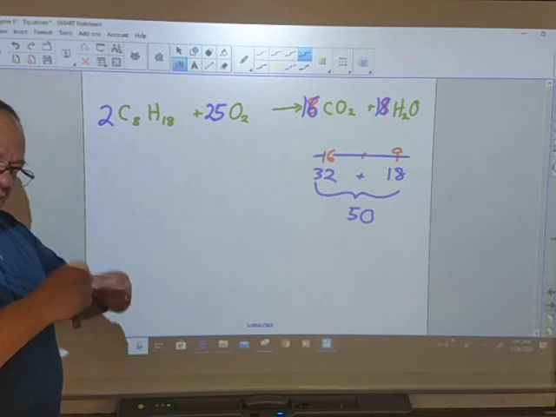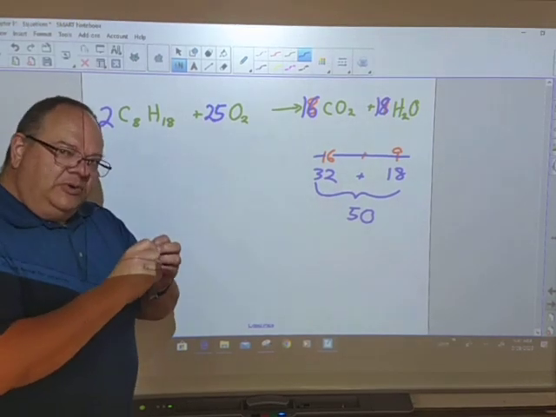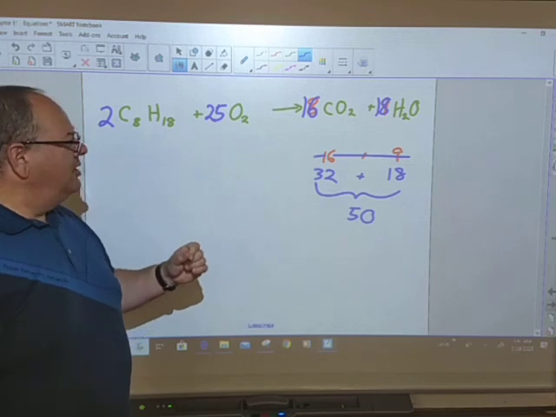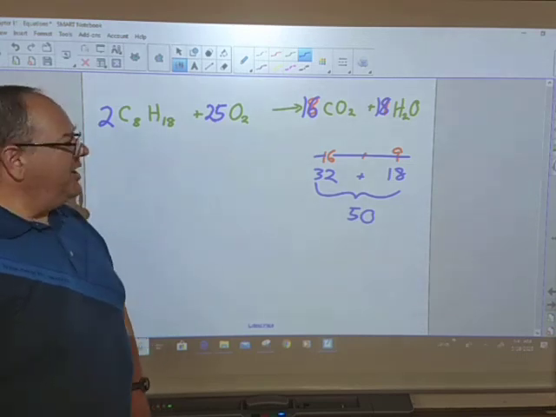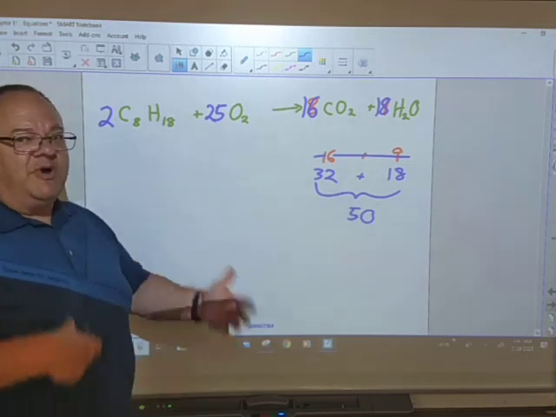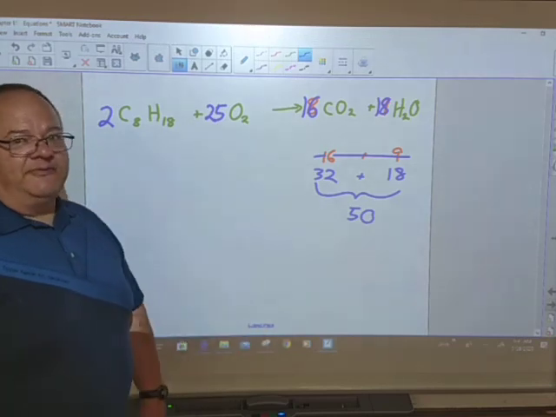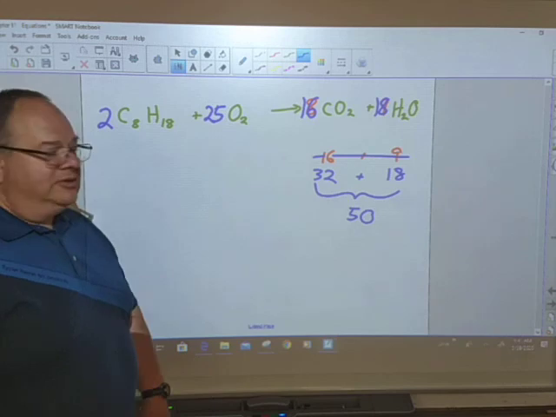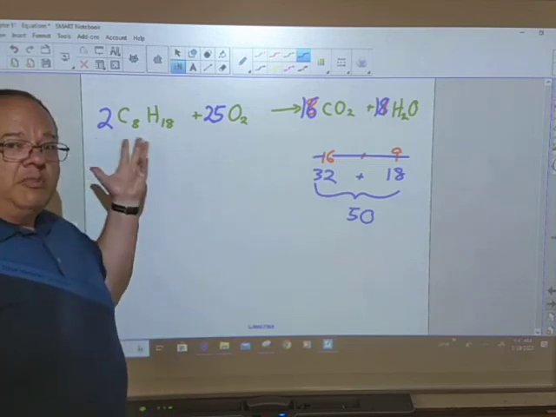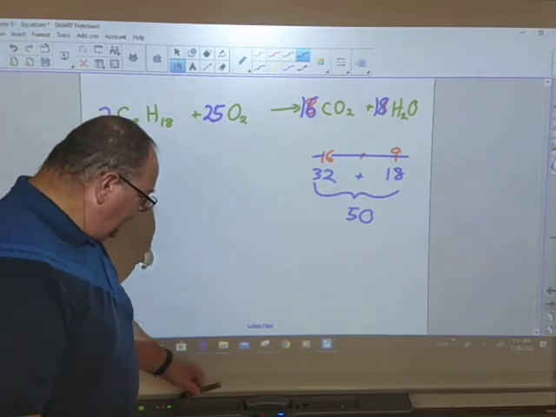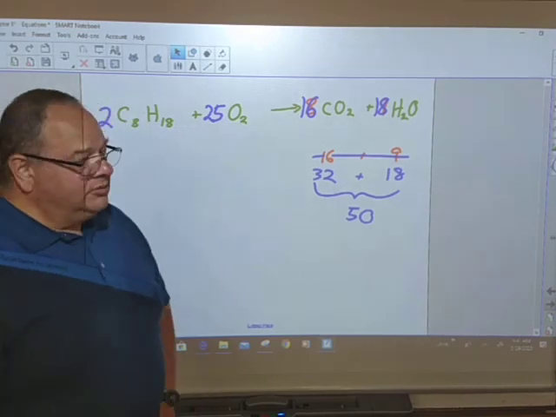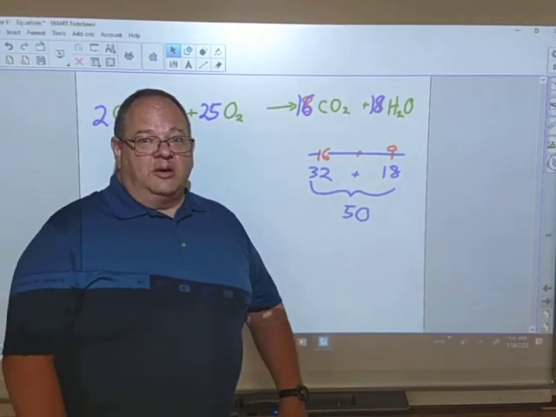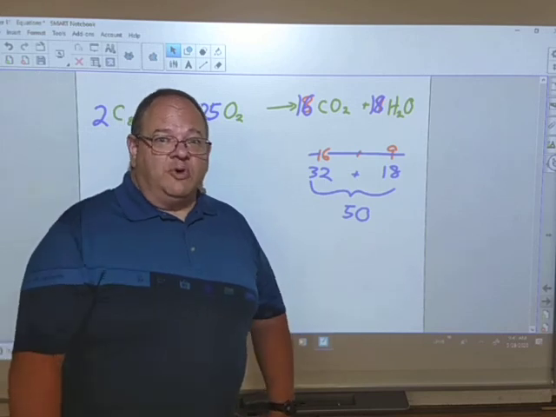So for every 2 octane molecules that you put in your gas tank, you need 25 oxygen molecules from the air to burn that. And when we talk about how much carbon dioxide comes out from burning, look at all the CO2 that comes out of that just from burning 2 molecules here. Okay, so that's a little basics about balancing equations and some equation vocab. I'll give you some questions to practice.